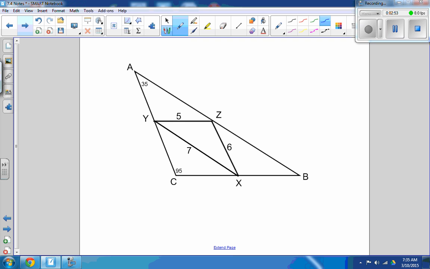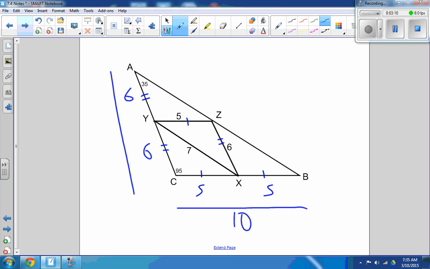So then let's fill in some angles, and let's figure out all of the sides. If this is 5, we know these are congruent, so that's 5. This is also 5, so the full length is 10. This is 6, so this is going to be 6. Also 6. Full length is 12. This one's 7, so that's 7. 7. Full length is 14.